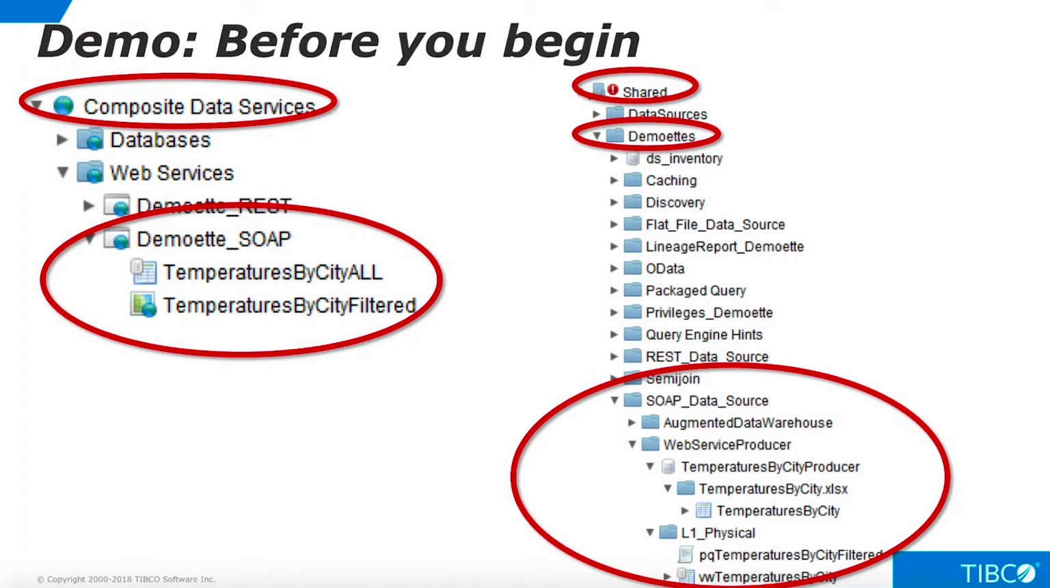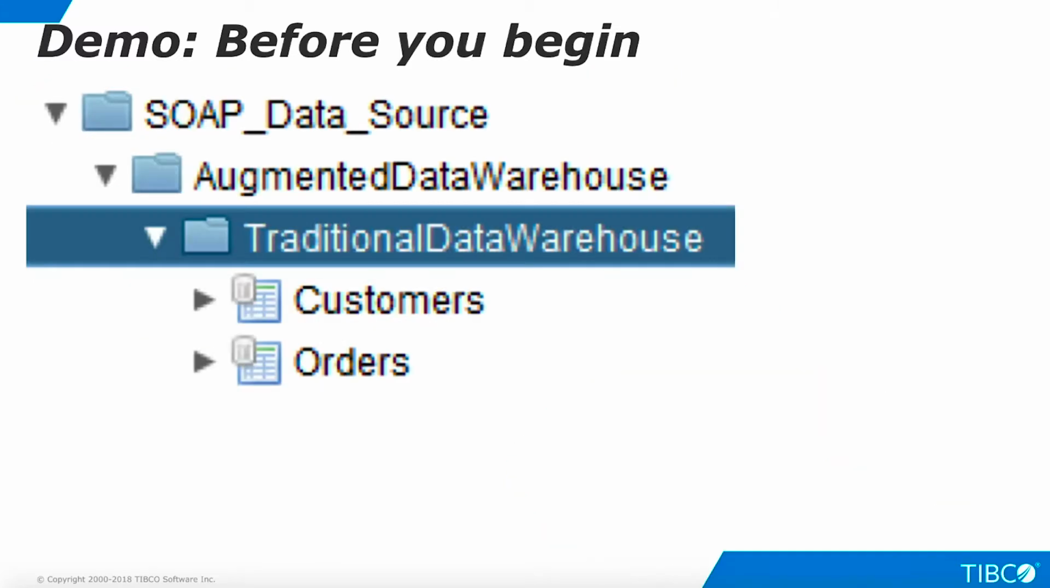Next, we need to make sure we have a web service that the data source can consume. Use the additional resources that accompany this Demoette to install and publish the artifacts you will need to simulate a Temperatures by City web service. This will provide the data that our SOAP data source will consume. In addition, use the additional resources that accompany this Demoette to install views of customers and orders that will serve as our corporate data warehouse of customer activity.